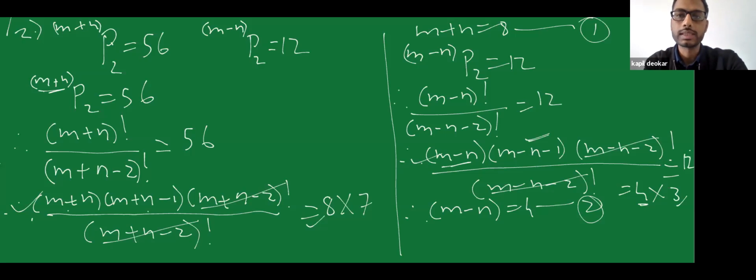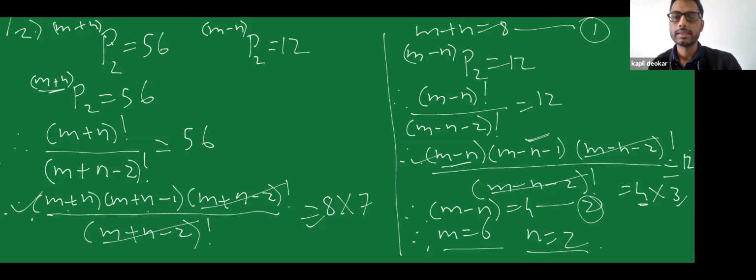Solving equations 1 and 2 simultaneously, n will get cancelled out. 2m is equal to 8 plus 4, which is 12. So m is equal to 6. Once I get m equal to 6, substitute that in equation number 1. So 6 plus n is equal to 8. Therefore, n should be equal to 2. I have not explained the solving; I'm assuming that you can do the basic solving part easily. Copy this down. If you have any doubts, you can ask.